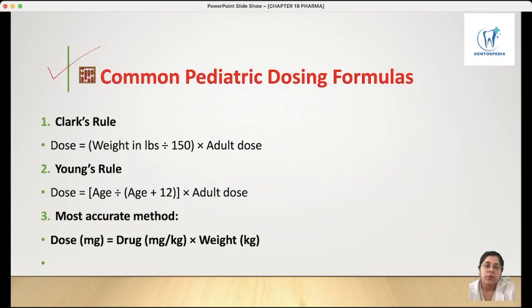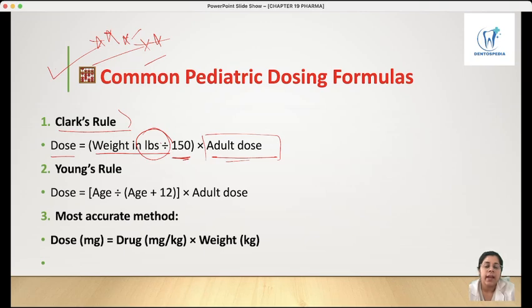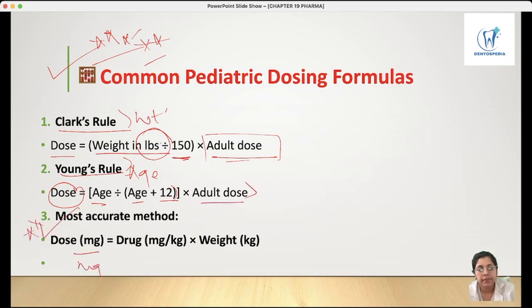Now, common pediatric dosing formulas, very important, okay? Very, very important. First is the Clark rule. What is the formula? Dose equals weight in pounds divided by 150, into the adult dose of that drug. Young's rule is basically based on the age: dose equals age divided by age plus 12, into the adult dose. The most accurate one is dose, that is milligram, equals drug milligram per kg into the weight in kg. Okay, so this is also the most accurate and the easiest method.